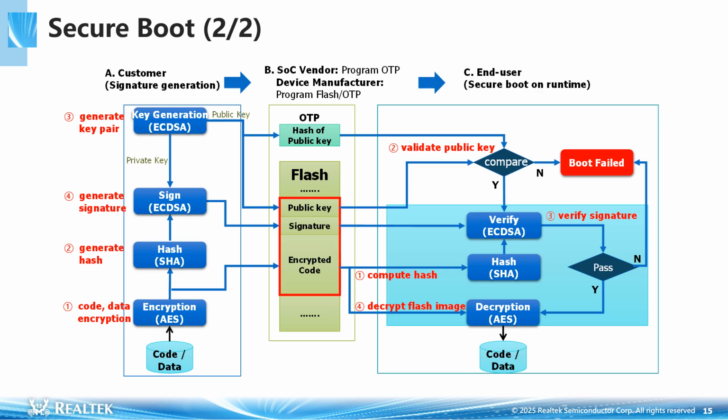For instance, the public key and its signature are stored in the flash memory with the image, while the hash of the public key is programmed into the OTP to ensure the public key on the flash remains unchanged. The end user will run the IC, during which the secure boot process first computes the hash, validates the public key, and then verifies the signature. Note that image encryption is optional for secure boot, and we will discuss it later.